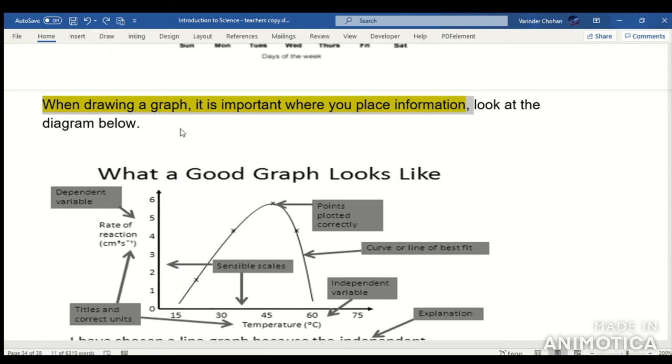When drawing a graph, it is important to know where you place information. Look at the diagram below. The dependent data goes on the y-axis. The independent data goes on the x-axis.